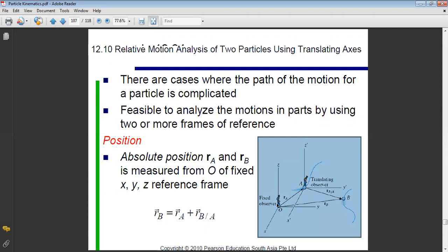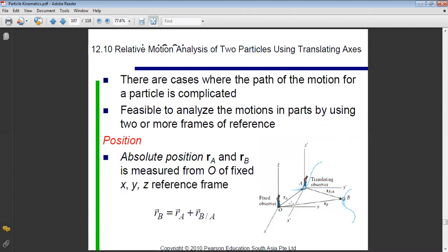You can have a fixed observer. If an observer is fixed and is looking at A and B, he will measure their absolute velocity. However, if you have an observer that is translating with a certain frame, and he is looking at the velocity of B, then he will measure a different velocity, which is the velocity of B relative to A. To correlate absolute velocities and relative velocities, all we have to do is to relate the positions.